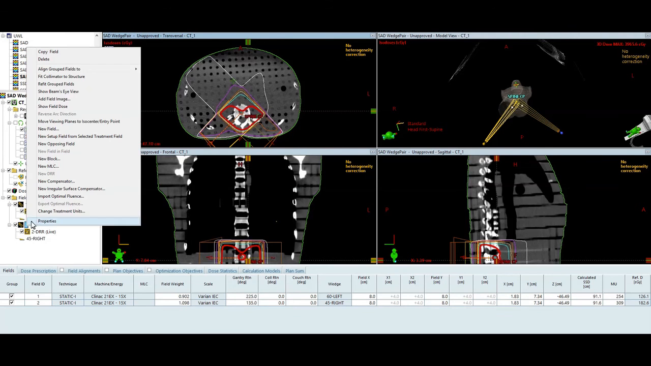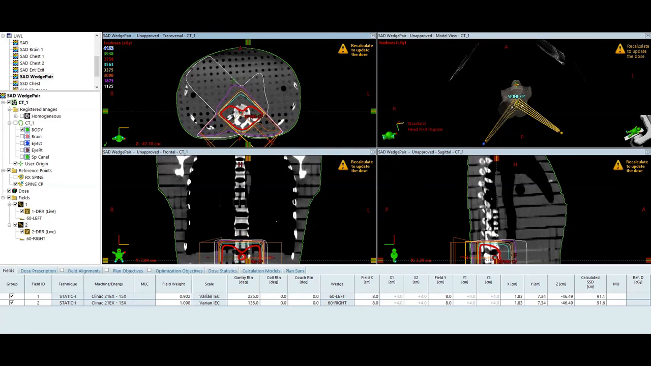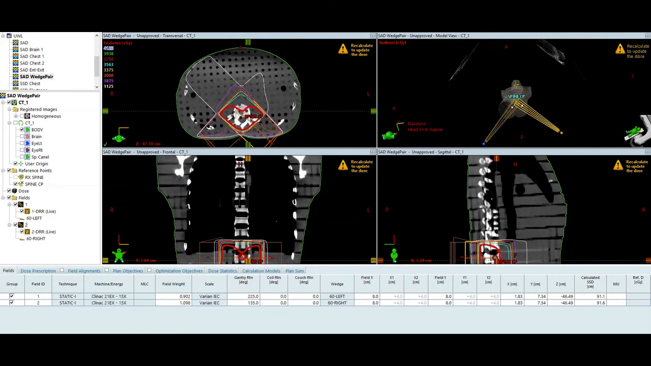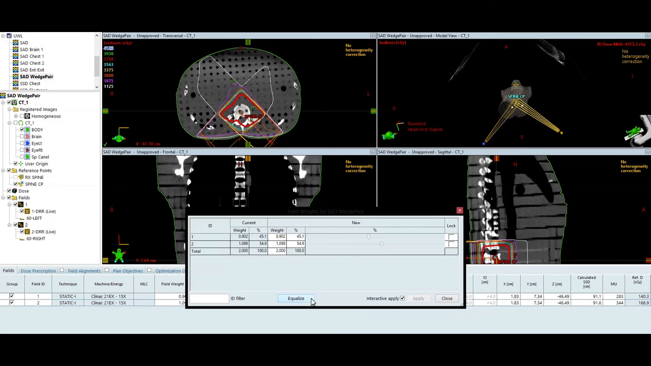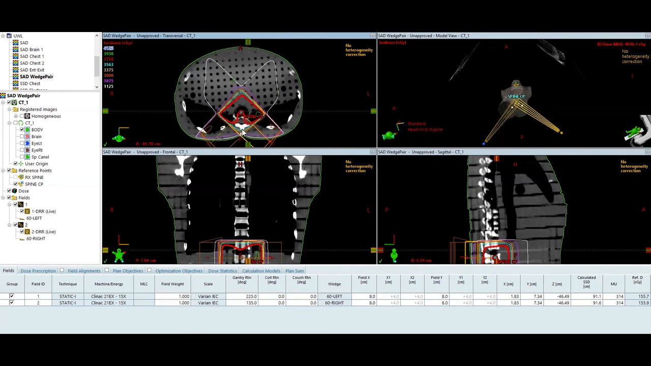If I were to change field 2 to a 60-degree right, and then recalculate the dose again, we'll see what happens if we put too much wedge. So now you can see that, let me change the weighting back to equal. So we have a very nice dose distribution. You can see that we're starting to get over wedged just a little bit.